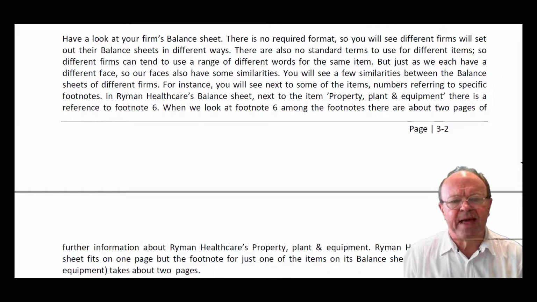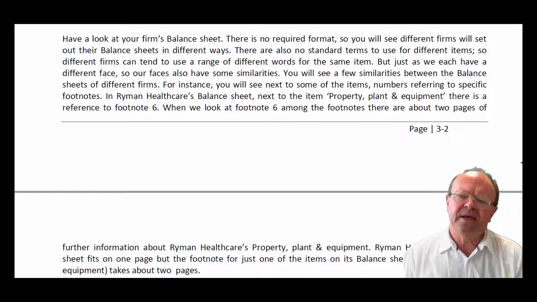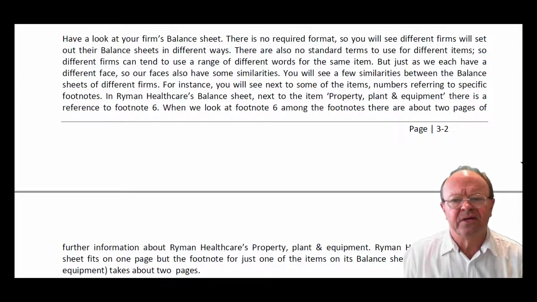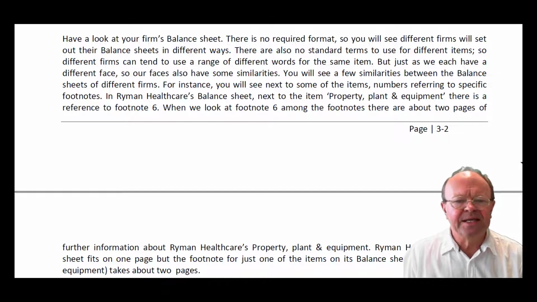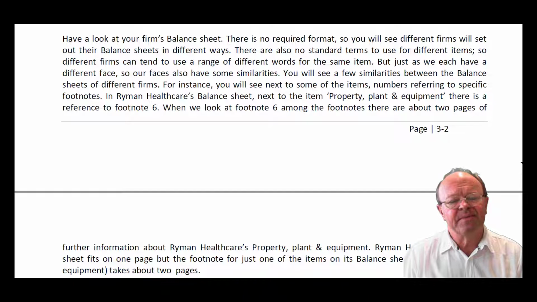Have a look at your firm's balance sheet. There is no required format, so you will see different firms will set out their balance sheets in different ways. There are also no standard terms to use for different items, so different firms can tend to use a range of different words for the same item. But just as we each have a different face, so our faces also have some similarities. You will see a few similarities between the balance sheets of different firms.